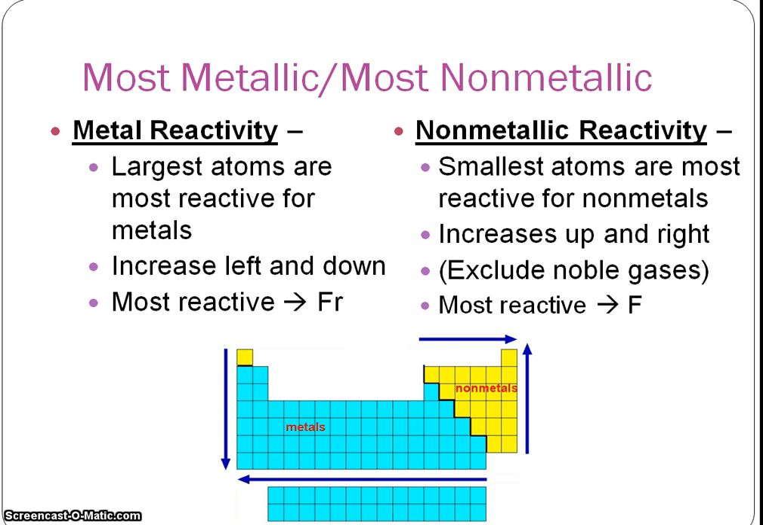For the nonmetals, the smallest atoms are the most reactive, so they're going to be towards the top right corner. They're complete opposite directions. Don't forget to exclude noble gases. So the most reactive nonmetal is not helium, it's actually fluorine. So what I tell students is just to remember that the most reactive elements are francium and fluorine, the two Fs. And the trends are going to go towards those Fs. So as you get closer to fluorine, if you're a nonmetal, it's more reactive. As you get closer to francium, it's more reactive.